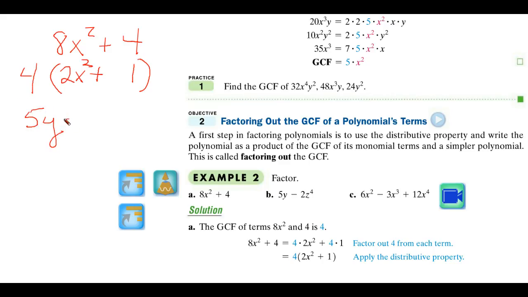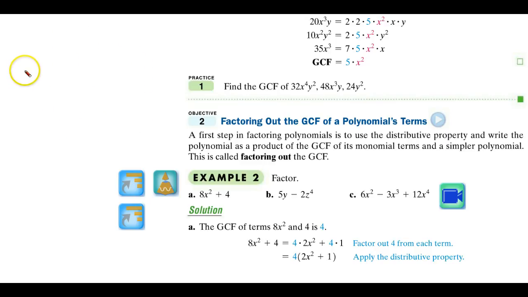5y minus 2z to the 4th. Now, as we look at that, there are no common factors between a 5 and a 2. And y is only used in one term and z is only in the other, so there are no common factors. But always you can take theoretically a 1 out of anything. And I don't know if that's what they're going to show, but that's what we could do. And let's do this next one here.